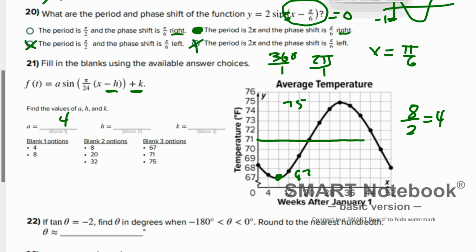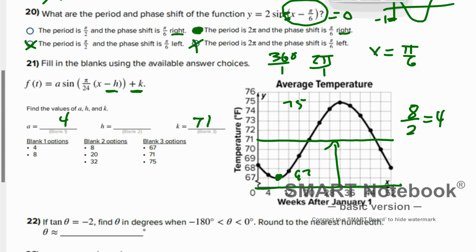So here's our midline, right? Normally our midline for sine is down at 0. So how much more do I have to go up to get to this midline at 71? I have to go up 71. So there's our k, 71. Okay, h is a little bit different.